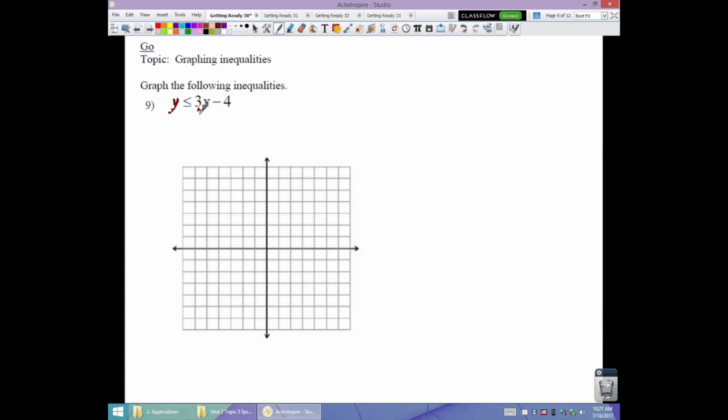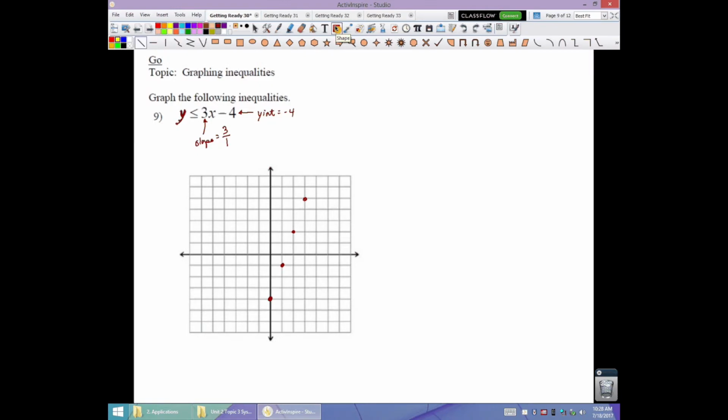So in slope-intercept form here, my slope is 3. We want to think of it as a fraction, so 3 over 1. And my y-intercept is negative 4. So start at the y-intercept negative 4, and then rise 3 and run 1. You can do that again, rise another 3, run another 1. Another 3 over 1. It only takes 2 points, but depending on your neatness, you may want to do that rise over run a couple of times.